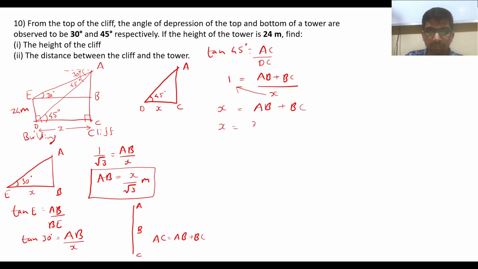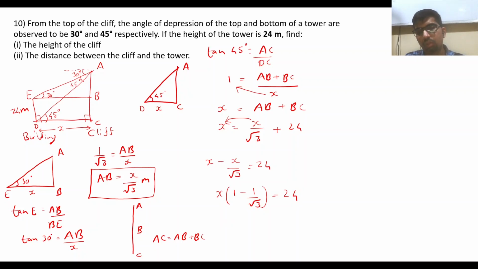ठीक है. AB के वैल्यू क्या है? X upon root 3. और BC क्या है? BC is 24 only. Bring variable on left hand side. So when you change the variable side, variable will decrease. X by root 3, 24. So take x common. What's uncommon? 1 upon 1 by root 3 is 24. So do reciprocal of 1 upon root 3. 1 by root 3 is 0.5772.